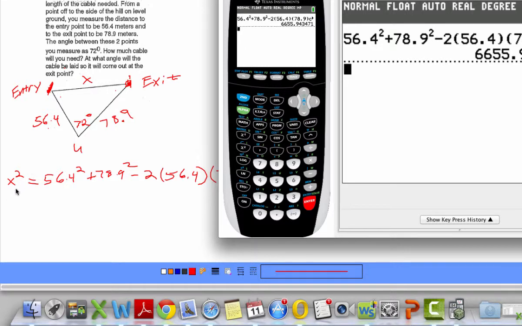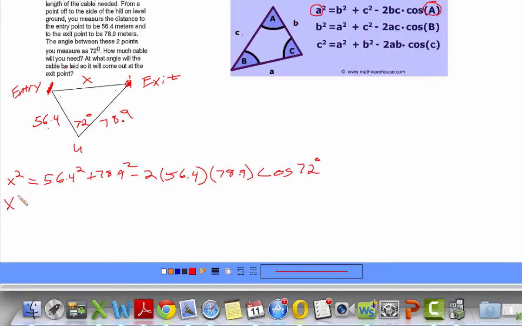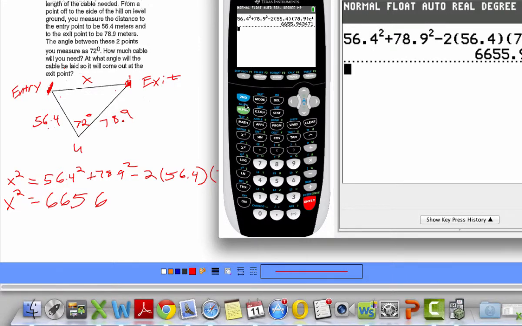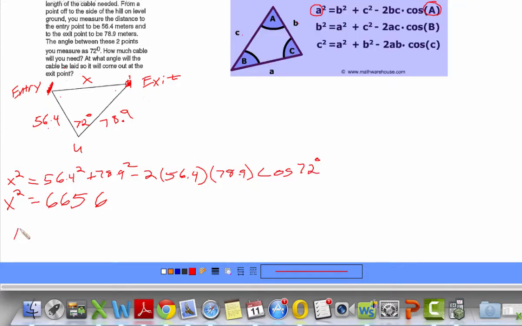6656, let's call it. Now, this is the important part here. X squared equals 6656. So you have to remember there's one more thing to do here, correct? I can take the square root of that answer. The calculator does most of the work for you. X equals 81.58 meters. Does it make sense that this would be 81.58 meters? I think so.